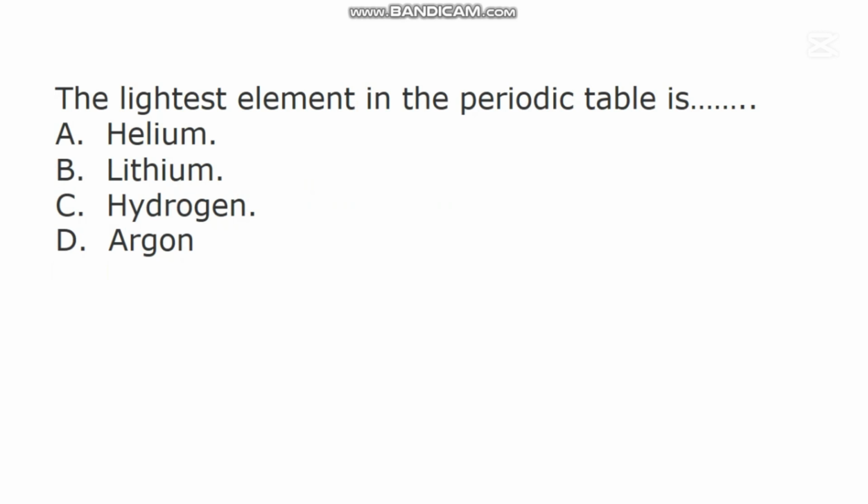The next question says, the lightest element in the periodic table is dash. A. Helium. B. Lithium. C. Hydrogen. D. Argon. In this question, the correct answer is C. Hydrogen. Studies have shown that this element known as hydrogen is the lightest element in the periodic table.